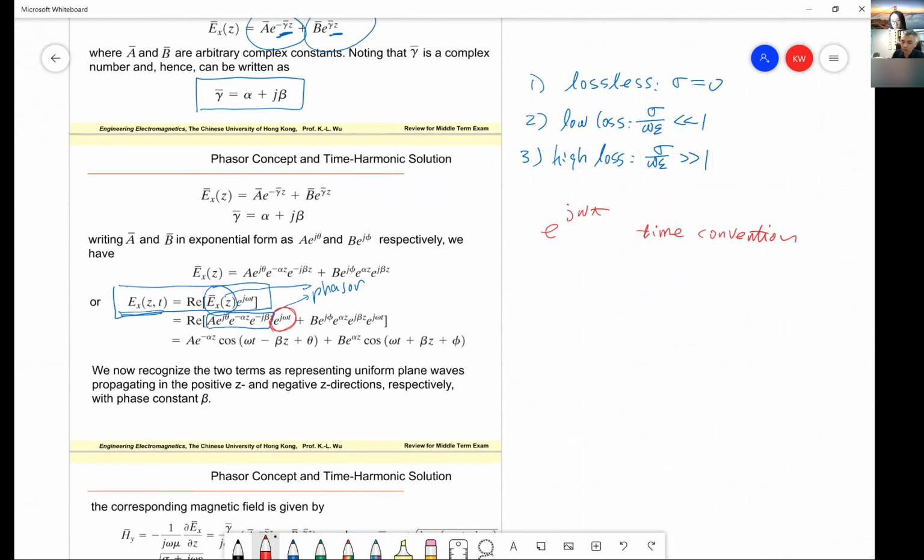Once we apply the time convention and take the real part, we can convert into instantaneous form. So this is a real number.